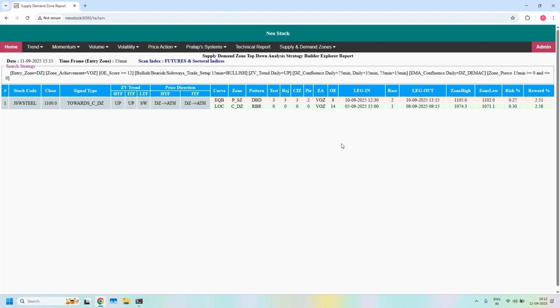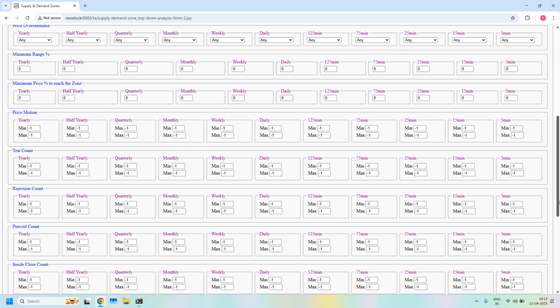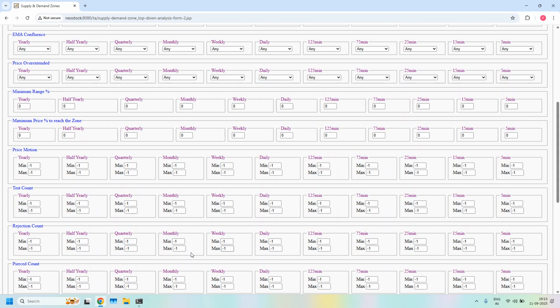Next, bearish trade setup for daily income trade. Entry time frame 15 minutes, entry zone supply zone, bullish or bearish at 15 minutes. Bearish zone achievement, VOZ minimum order enhanced score 12, and the 15 minute supply zone should not be pierced. So in the pierced count, at 15 minutes time frame, minimum value 0, maximum value 0.